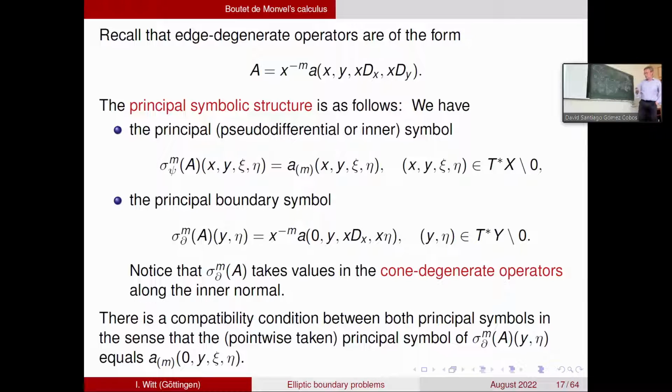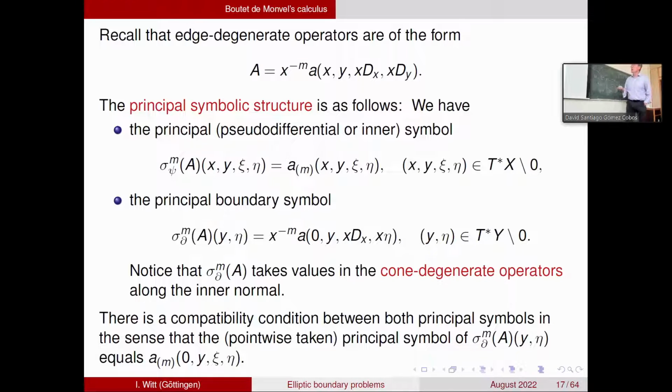If you write the operator formally in that way, as we had before, then we have the usual pseudodifferential symbol. We take the leading component of A, which is homogeneous of degree m. In our special case we have an x to the negative m in front, which just cancels. That is a principal symbol, and it lives on the cotangent bundle of X. This is your section 1.